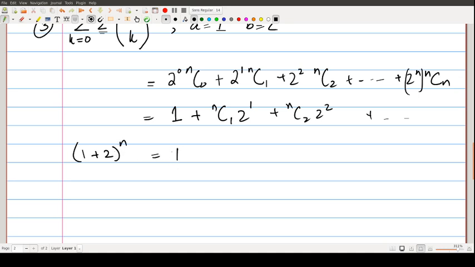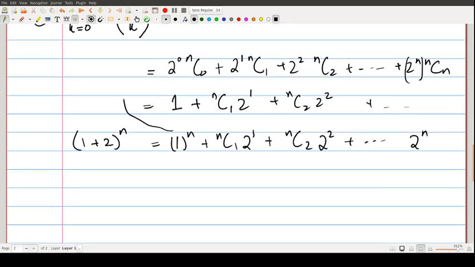You get 1 to the power n plus nC1 times 1 to the power n minus 1. I don't even have to write the terms with 1 because that's just going to be 1. I can simply write 2 to the power 1, plus nC2 times 2 to the power 2, plus dot dot dot, the last term is 2 to the power n. And notice that the terms do end up matching. This is 2 to the power 0 nC0, plus 2 to the power 1 nC1, plus up until 2 to the power n.